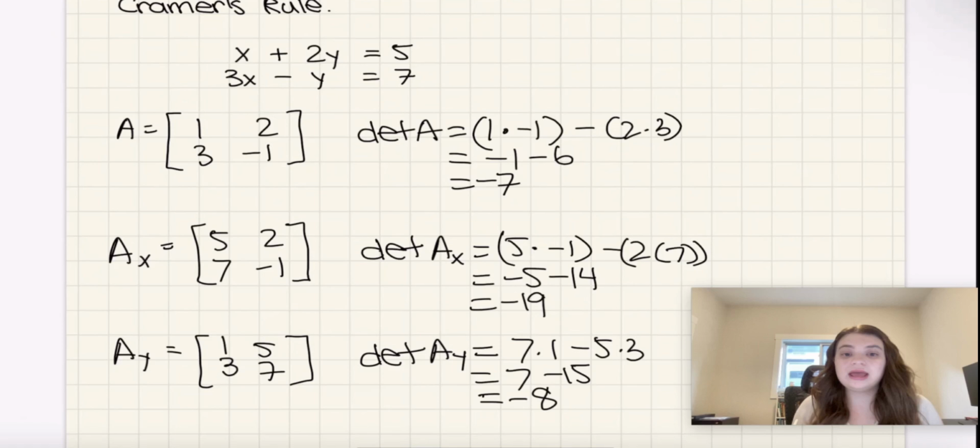Now, if this were a 3 by 3, we would also do the same thing with Az as well. However, in this case, we just have two equations, two unknowns, so there is no z variable here. So we're already done.